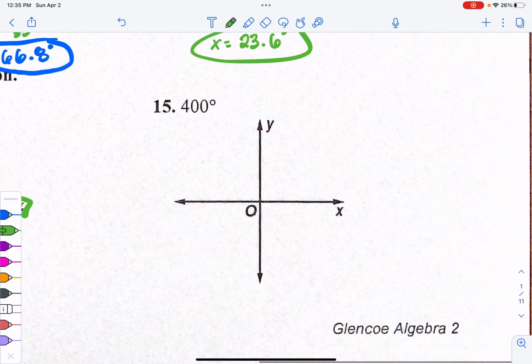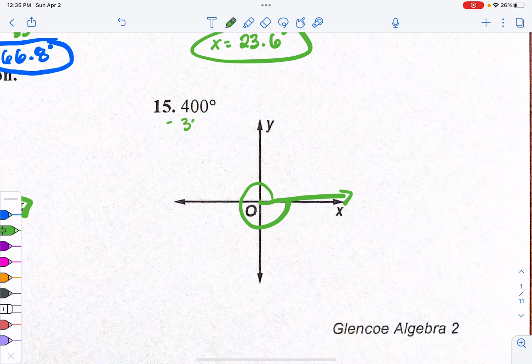All right, last one, 15. We're going to start here, and 400 degrees is a lot, though, okay? One full circle all the way around. I'm just going to go that far. I know that that's 360 degrees, okay? So if I subtract 360 degrees, I would have to go 40 degrees more, okay? We know 90 is up here. 40 degrees more is going to be a little less than half of that. So this is what 400 degrees looks like.